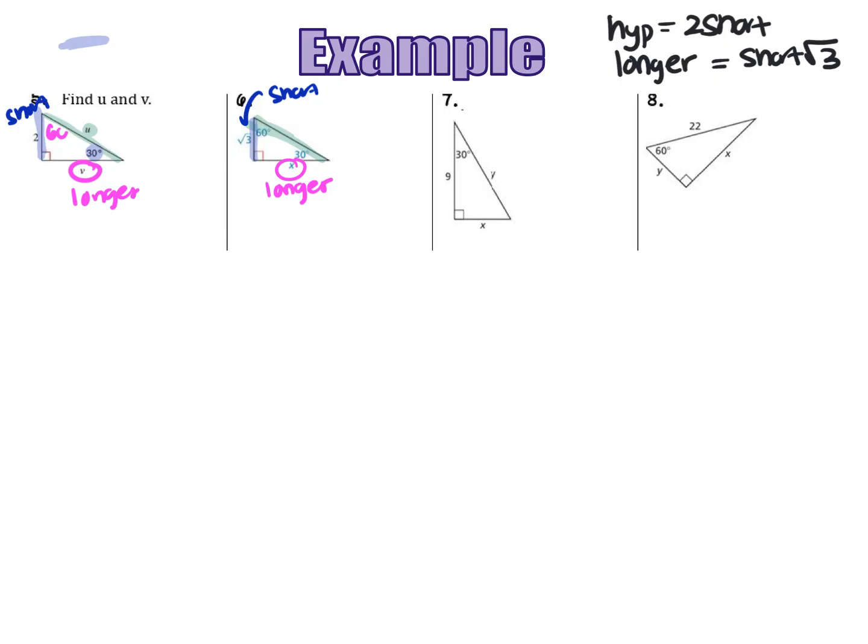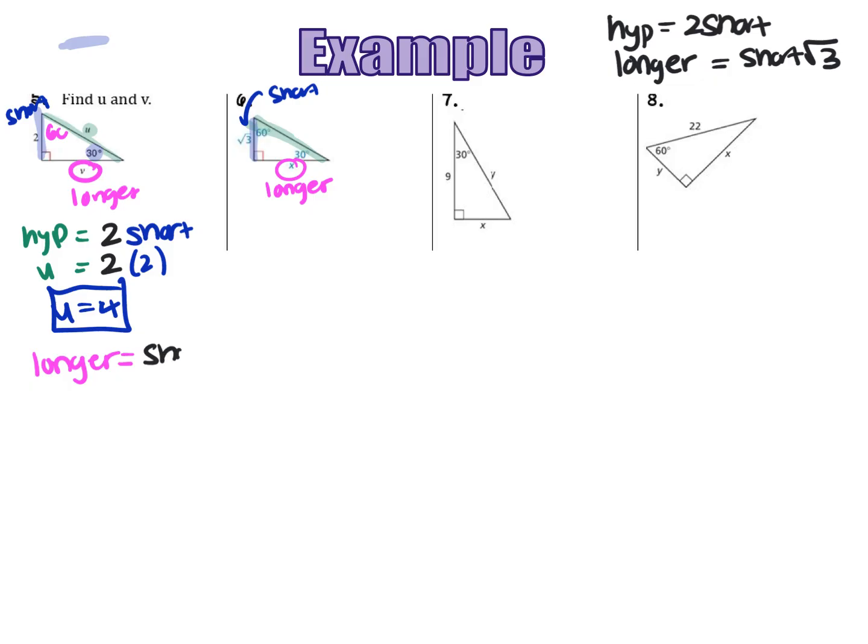So if we look at number 5, u is the hypotenuse. That's going to equal 2 times the shorter side, which in this case is going to be 2 times 2, so u is going to equal 4. Now I need to find the value of v, which is the longer side. So the longer side is going to equal the shorter side times the square root of 3. The longer side is v, that's what we're looking for. The shorter side is 2 square root 3, and we have the length of v.